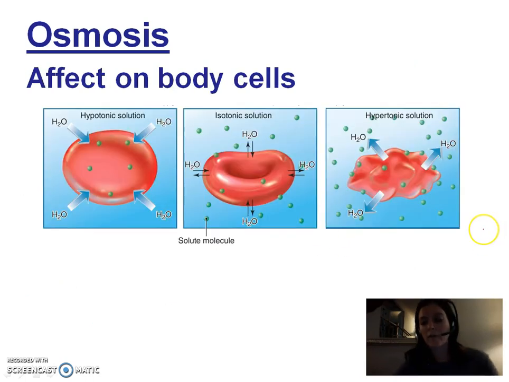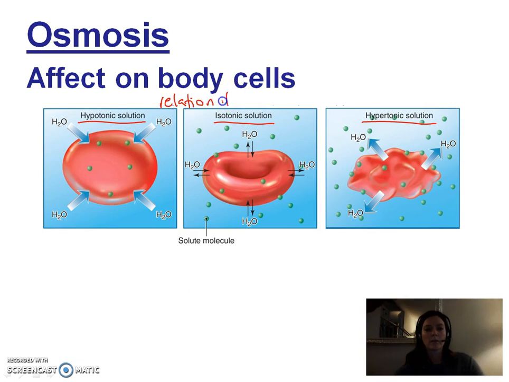Now, this actually can have really big implications in our body cells. So I want to talk a little bit more about osmosis as it relates to our body cells. And our blood cells are a really good example of this scenario. There are three terms that we need to define here: hypotonic solution, isotonic solution, and hypertonic solution. All of these terms are in relation to solute concentration. Okay, these three terms I want you to remember are in relation to solute concentration. Okay, let's talk about these really quick.